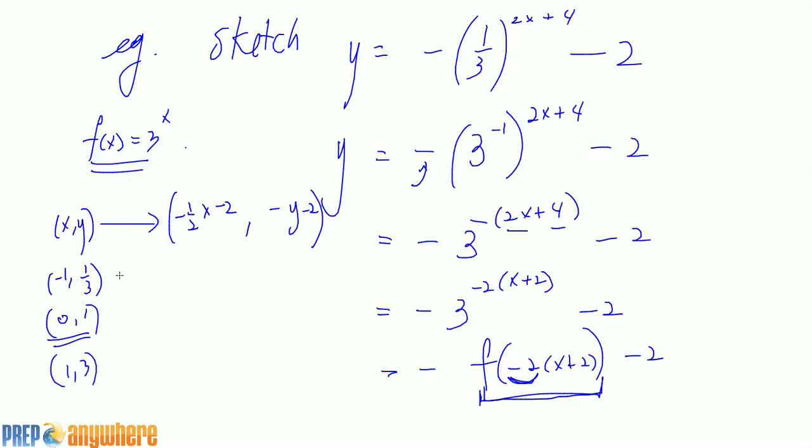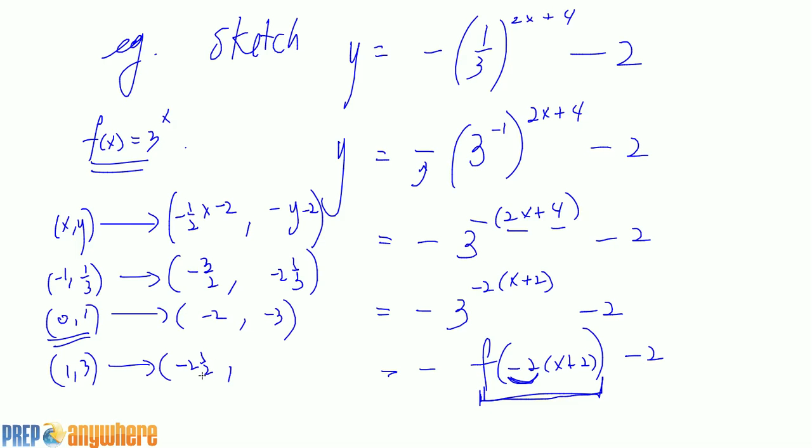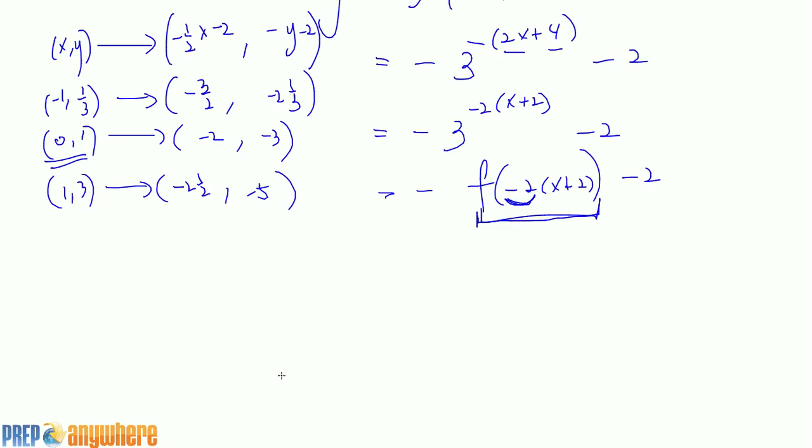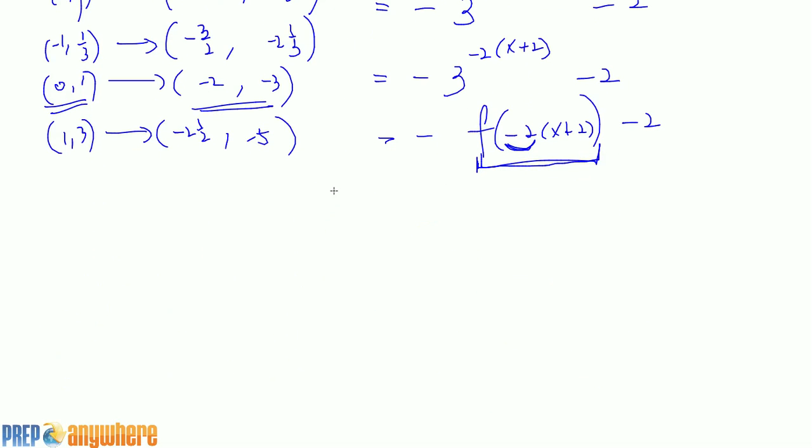Okay, so let's transform the points. Negative 1 will get multiplied by negative half minus 2. So that's 1/2 minus 2, so that's minus 3/2. This is negative 2 and a third, so negative 2 and 1/3. This will become negative 2 and negative 3. That's a really important point. And this will become negative 2.5, negative 5. Okay, so like I said, this is the most important point.